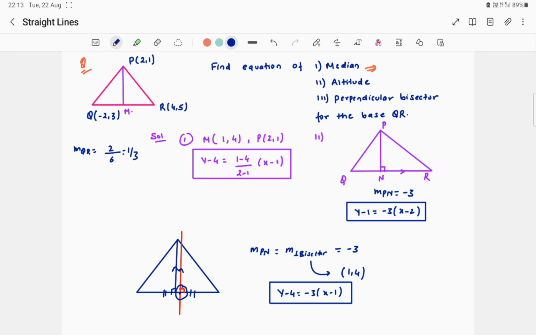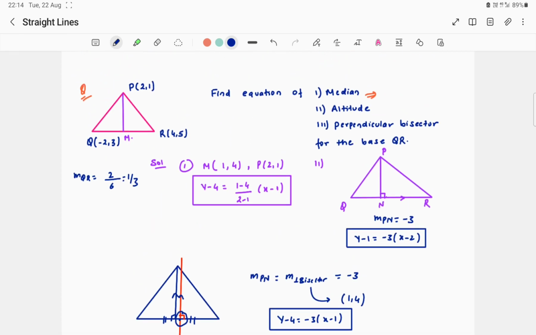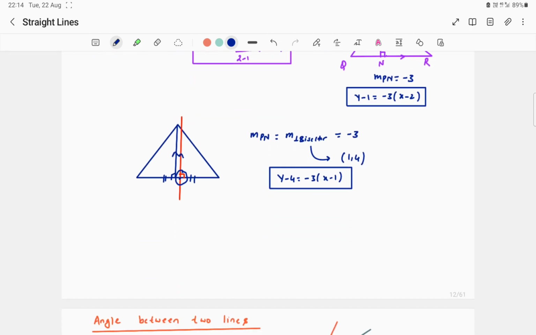Okay, and the perpendicular bisector will pass through the midpoint also, isn't it? The midpoint of the opposite base. So you have the midpoint already, you have the slope. Using slope-point form you can write the line equation. Okay, so similarly if you want to try on your own, you can take PR as a base, and for PR you can try to write the perpendicular bisector equation, altitude and median.